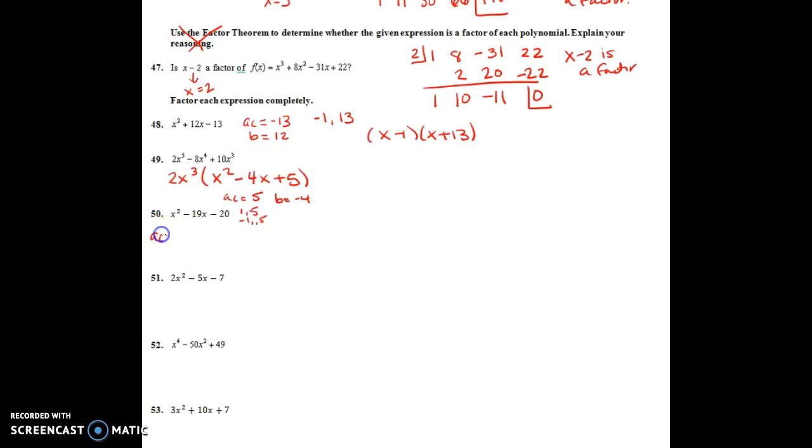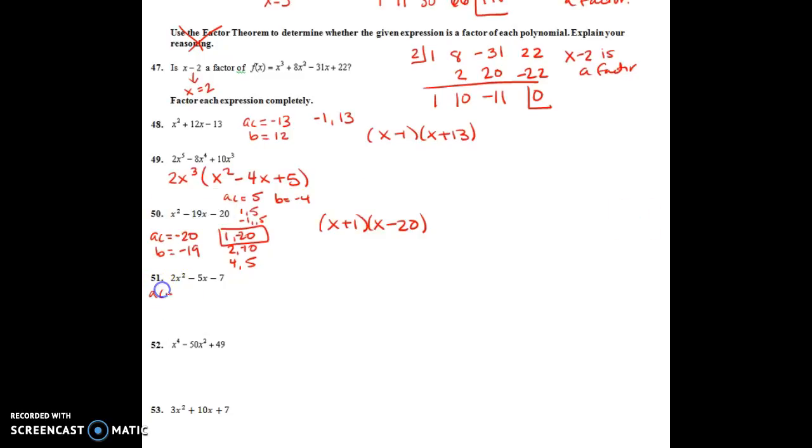50, AC is negative 20, B is negative 19: 1 and 20, 2 and 10, 4 and 5. To make it a negative 19, you need to have a negative 20 and a positive 1. So I just get x plus 1, x minus 20.